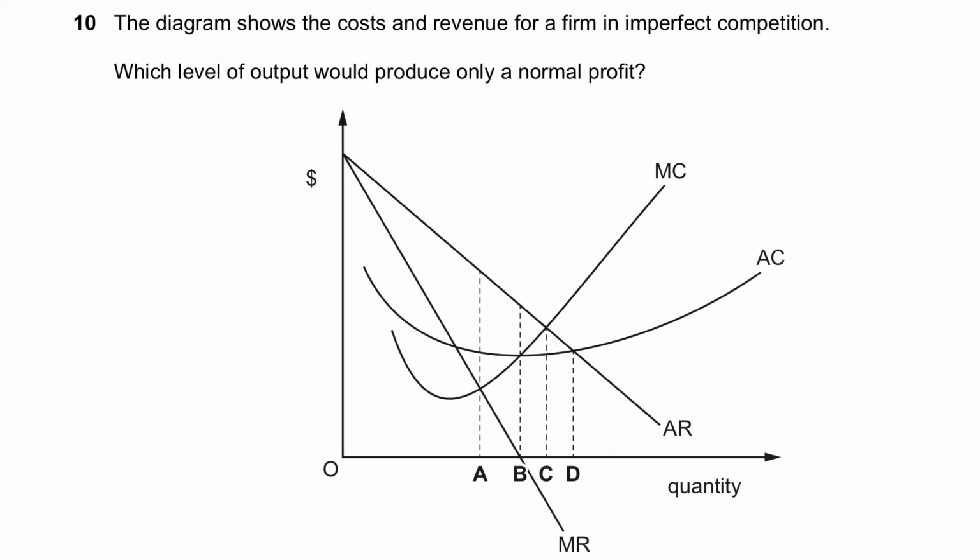In question 10, they say the diagram shows the cost and revenue for a firm in imperfect competition. Which level of output would produce only a normal profit? The condition for normal profit is price must be equal to ADC. And here the demand curve or AR curve gives you the price. So price equals ADC at this point D. So therefore D is the right answer.